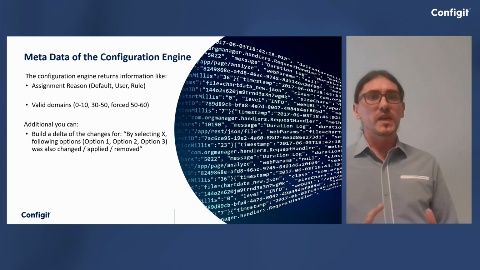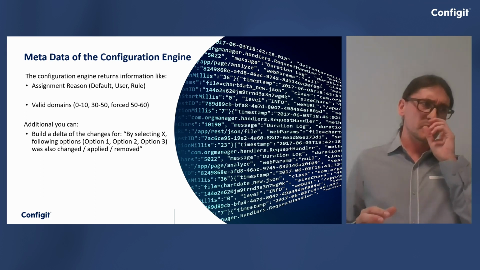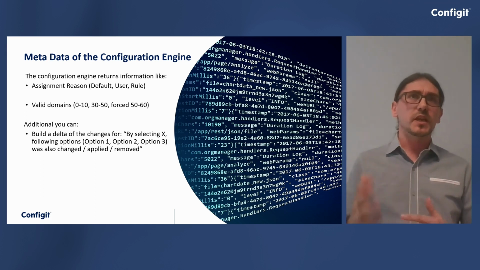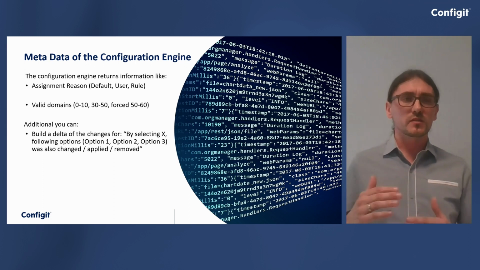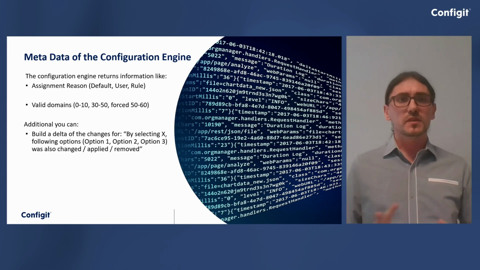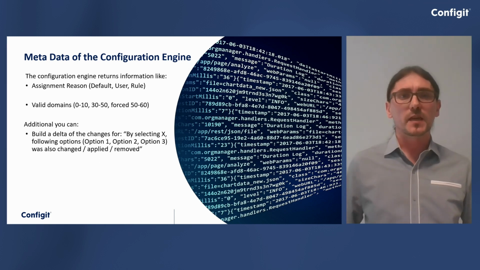And also some valid domains are very important. So it's quite simple to reduce some selections in a selection view, but also numerics can be somehow shrunk or cut to the valid domain. And also this information can be made available.